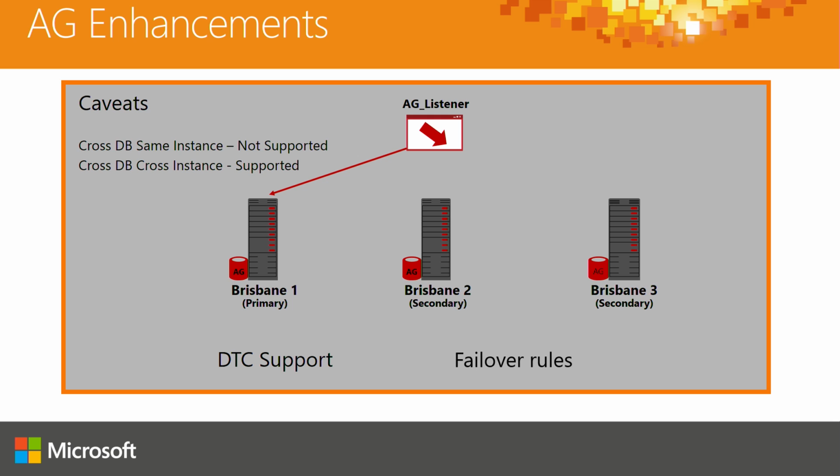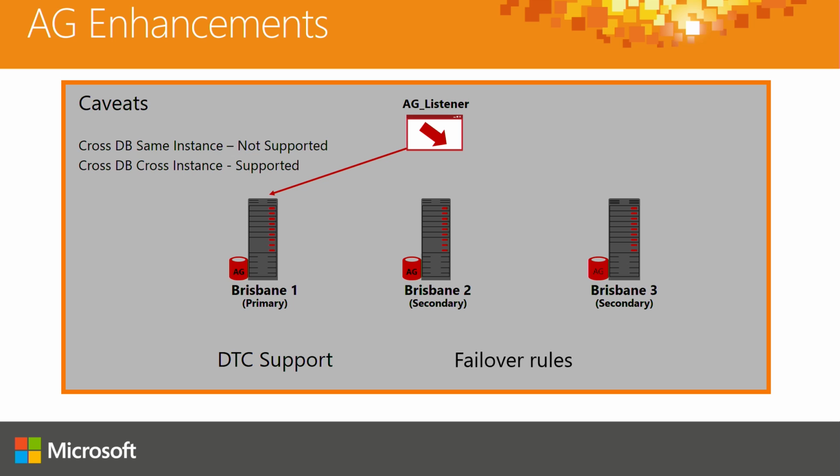How many in here have been wanting to go to using availability groups but haven't been able to because of DTC support? Okay, this all changes with the release of 2016, but there are caveats. Bear in mind, at the moment, we're talking about CTP, so things may change between us talking today and when it's released early next year. But the caveats are, cross-DB, same instance, no support. Cross-DB, cross-instance, we have DTC support.